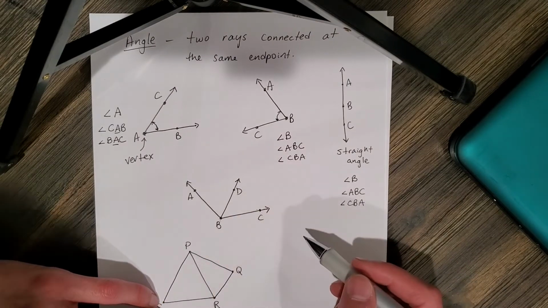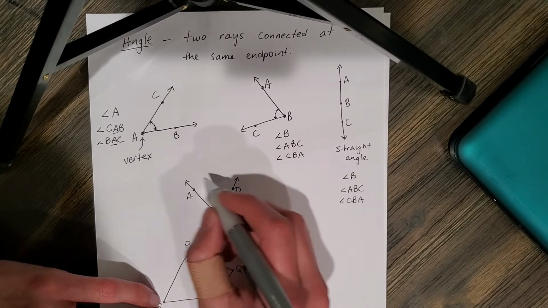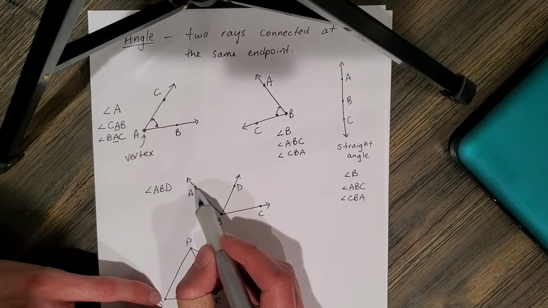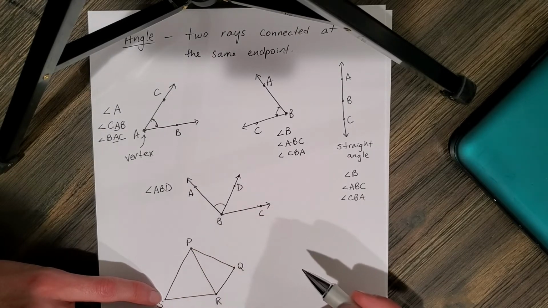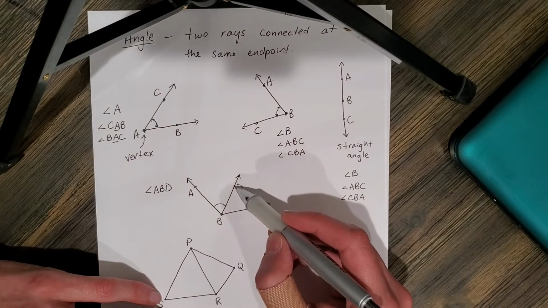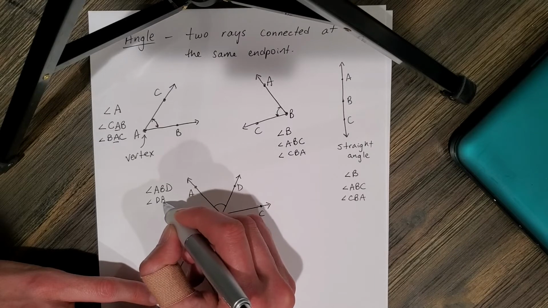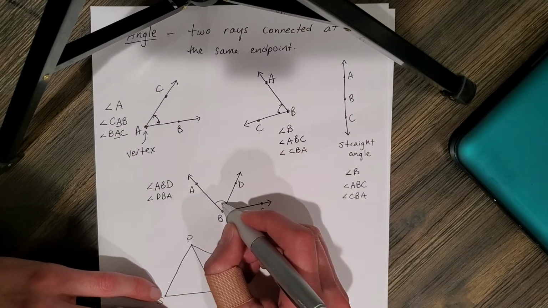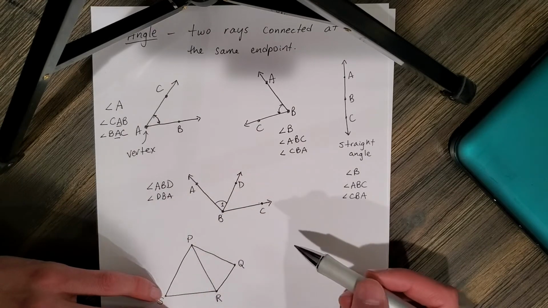So let's name some angles here. Take a look here. I have ABD. So angle ABD refers to this angle ABD right here, okay? And again, I can name it in the other direction, DBA. That would be the same angle. Angle DBA is the same angle here, okay? Let's call it angle 1 if you wanted to. So that's angle 1 right here. Both of these are angle 1.